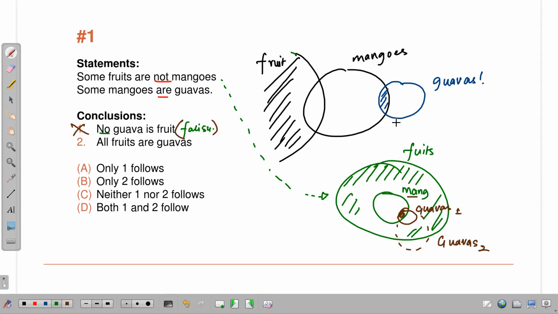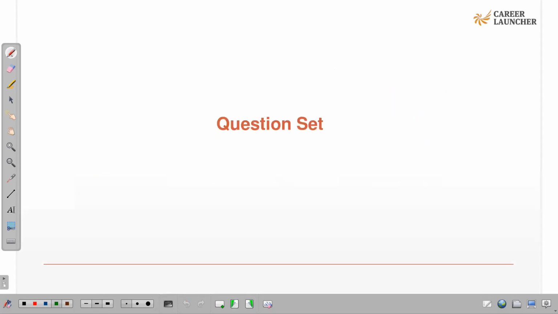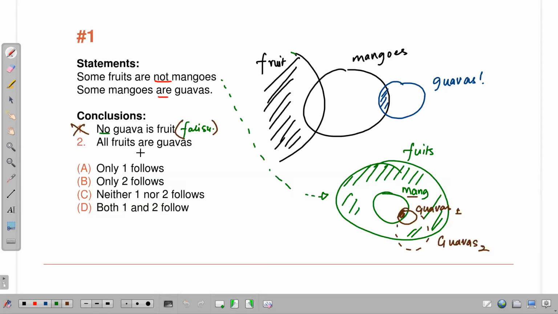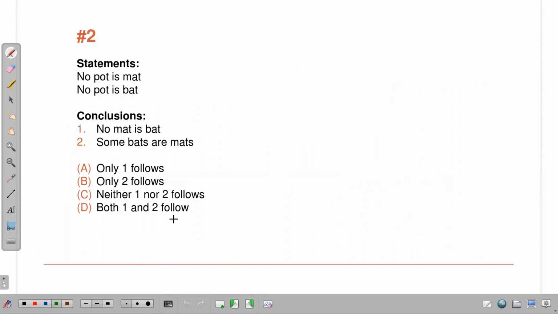Now you might be wondering, why is this happening? Why are you not drawing only one diagram? Please remember that for negative conclusions we should check for maximum intersections. For positive conclusions we should check for least intersection diagrams, and therefore for the next one, which is a positive conclusion, all fruits are guavas, are all fruits guavas? I think definitely not. We clearly get the answer from the least intersection diagram, and therefore in this case the answer is C, which means neither one nor two follows. Let's move to the next question.